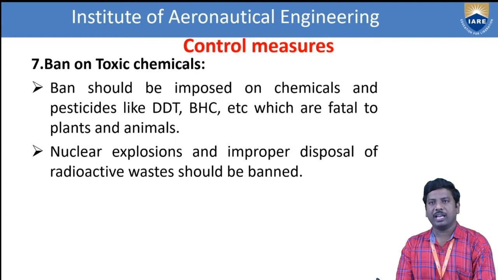And the seventh one: a ban on toxic chemicals. A ban should be imposed on chemicals and pesticides like DDT, BHC, etc., which are fatal to plants and animals. Nuclear explosions and improper disposal of radioactive waste should also be banned. Okay, so this is about the control measures of soil pollution.